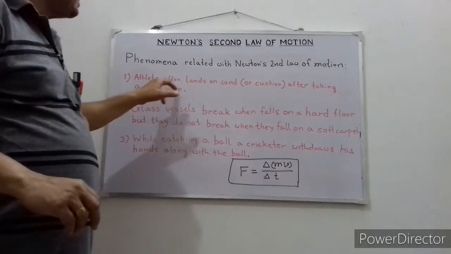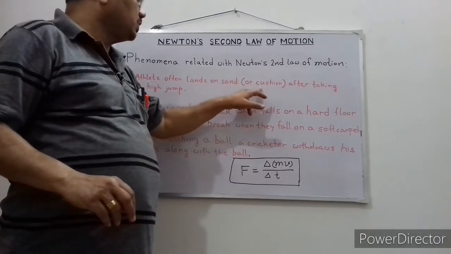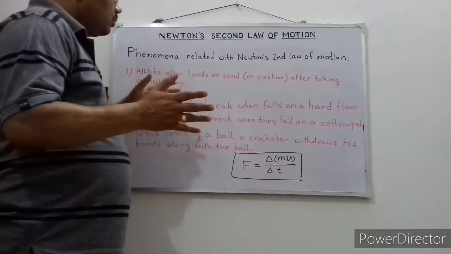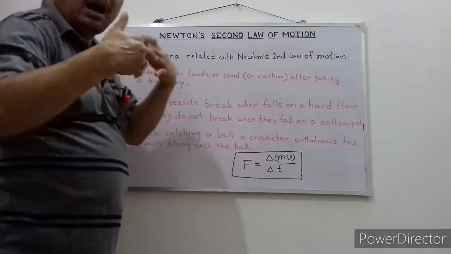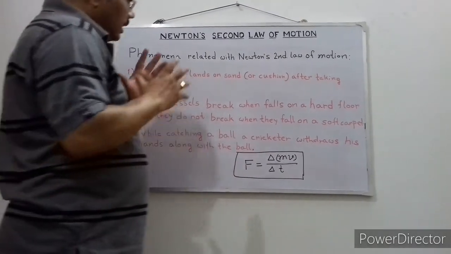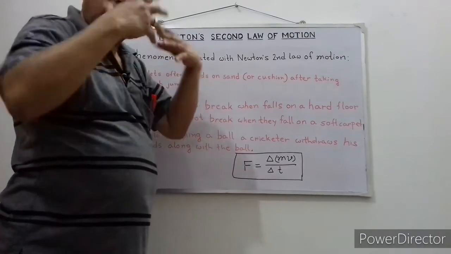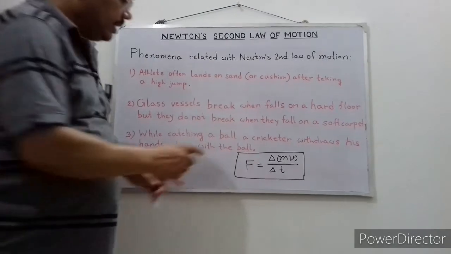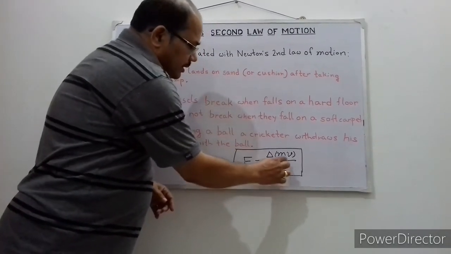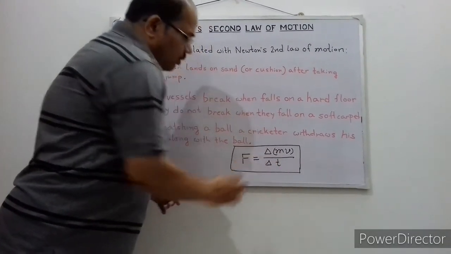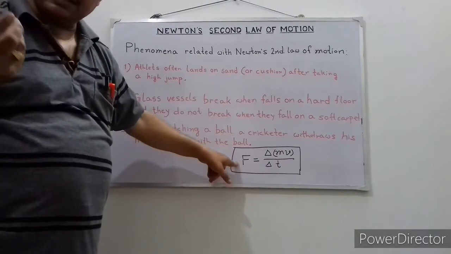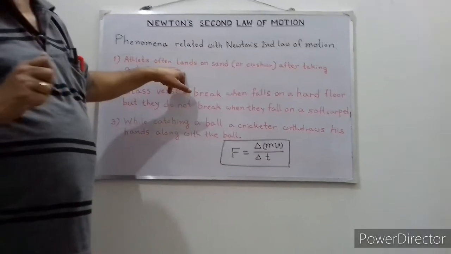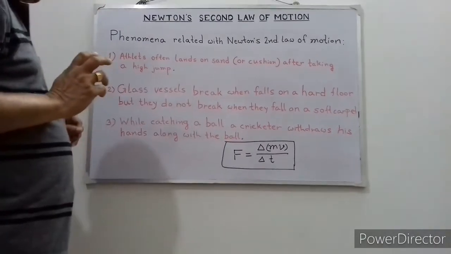Now some important phenomena related with Newton's second law of motion. First one, athletes often land on sand or cushion after taking a high jump. If he used to jump on a hard floor, what happens? There is a sudden change of momentum. Why? Because delta t is very less in that case. If delta t is very less, then this ratio is increased, means F is increased. So due to tremendous amount of force, the athlete may have an injury.